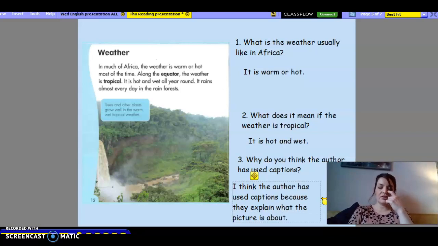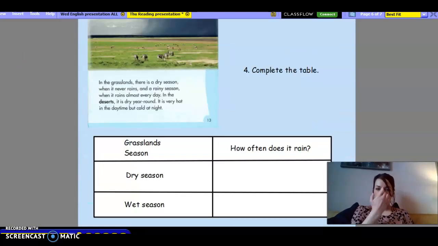Full stop. So let's just check our answers actually answer the question. What is the weather usually like in Africa? It is warm or hot. Yep, that answers the question. What does it mean if the weather is tropical? It is hot and wet. Why do you think the author has used captions? I think the author has used captions because they explain what the picture is about. Good, I'm happy with those answers.